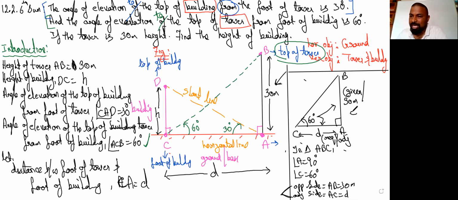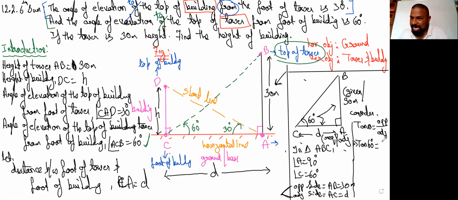Tan. Okay, so which trigonometry ratio are we going to take now? Tan. Yeah, tan theta is nothing but opposite by adjacent. Is it clear? Yes, sir. Okay, let us take the values there. So what is the angle given for us? Is it tan 60? Yes, sir.